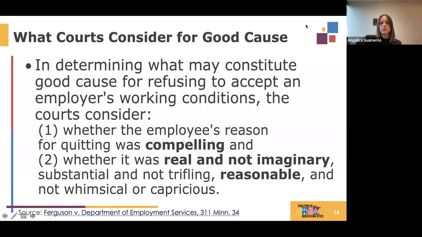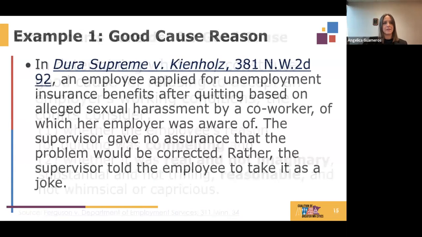So typically the unemployment judge will look at the statutory interpretation, but courts after the fact consider other aspects for good cause. So what may constitute good cause for refusing to accept an employer's working conditions? They consider whether the employee's reason for quitting was compelling and whether it was real and not imaginary. They call it substantial and not trifling, something that's reasonable and not whimsical or capricious. And we'll go through a couple of examples.